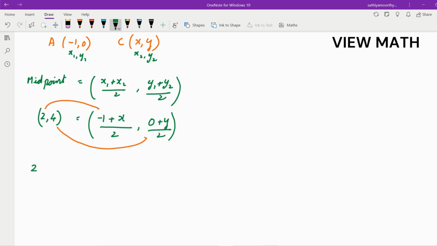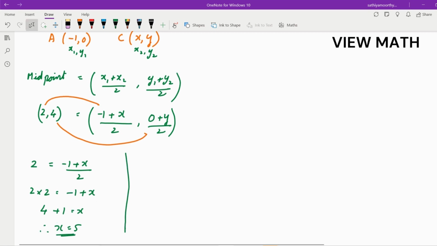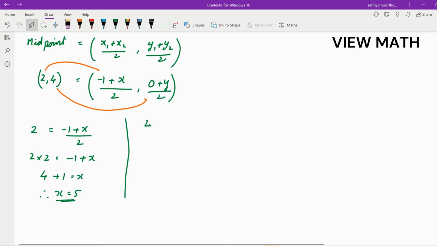Let me first find the x coordinate. 2 is equal to (minus 1 plus x) by 2. I bring the 2 to the other side, so 2 into 2 is minus 1 plus x. 2 into 2 is 4, and now negative 1 I bring to the other side, it becomes plus 1, equal to x. Therefore, x is equal to 5. Next, I equate the y coordinate. 4 is equal to (0 plus y) by 2. If I bring the 2 to the other side, 4 into 2 is equal to y. Therefore, y is equal to 8. So we have found the x and y. It is nothing but the coordinate of C.